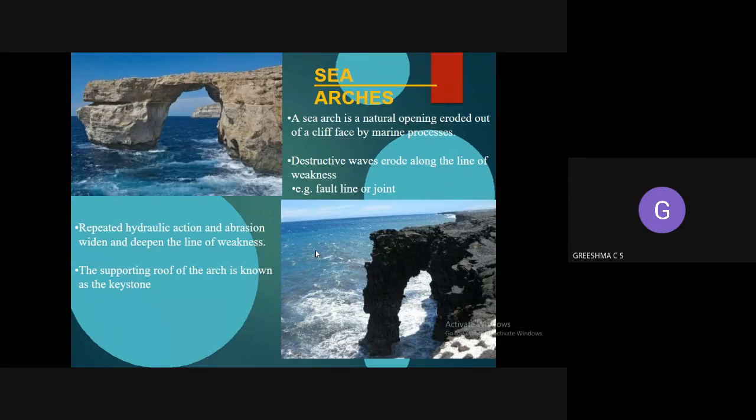Because of wave action, rock particles break away and a natural opening is formed in a large rock mass. So this is what is happening here. This is called a sea arch. So what is happening in a sea arch? The natural opening that has been eroded out in a solid rock mass by the wave action. So that is sea arches.